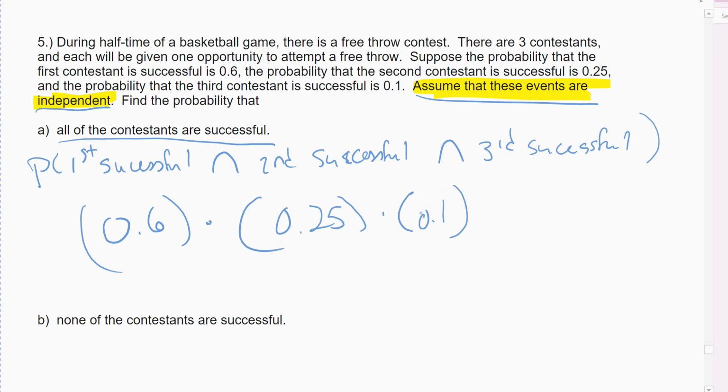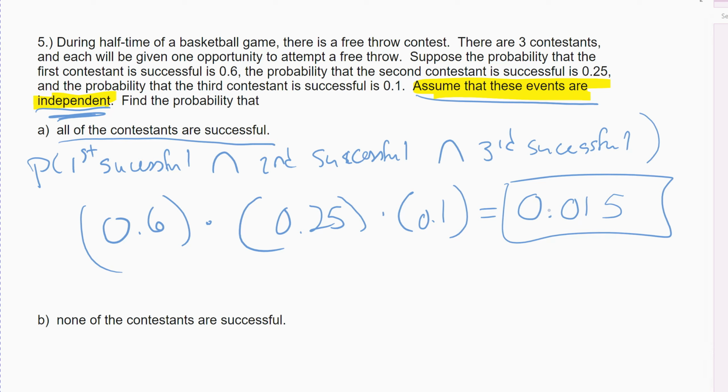And again, this works because they're independent events. So only do this when it says they're independent or we've tested and we know they're independent. And so you take your 0.6 times your 0.25 times your 0.1, and there is a very small percentage. So the probability is 0.015, so about a 1.5% chance that all three of them are going to make it based on the statistical numbers. Again, this would be an estimated probability based on statistics, so it'd just be a good guess.